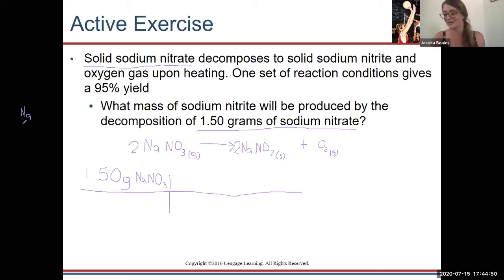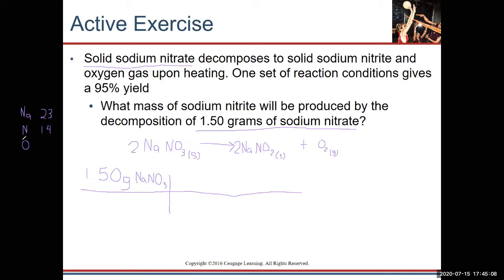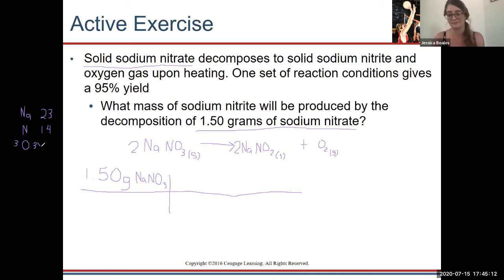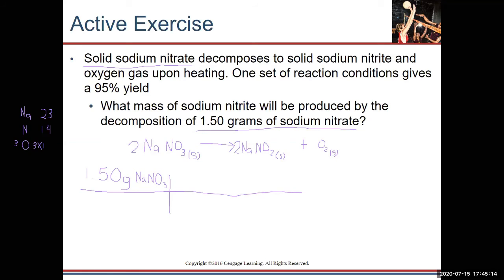We took the atomic mass of sodium, which was 23, and then nitrogen, we took 14, and then oxygen was 48. That's right. That's why you guys get that 3. Oh, that's why I never figured it out. I know it now.